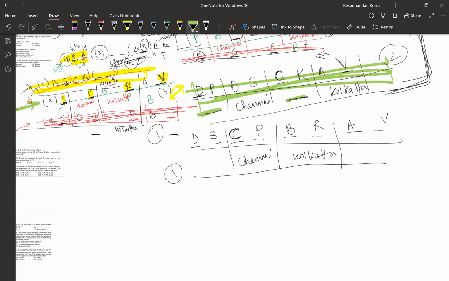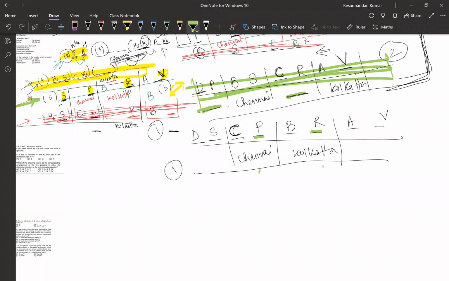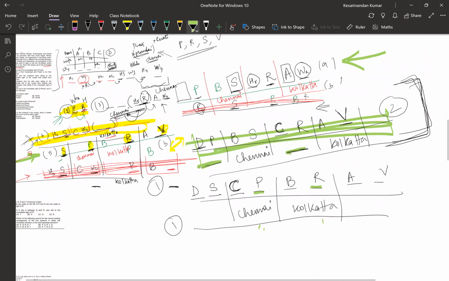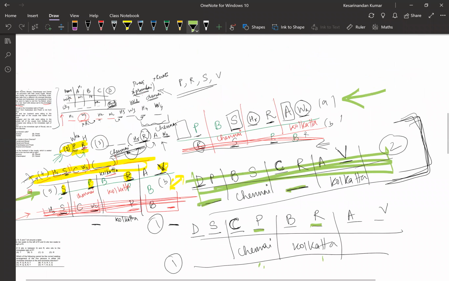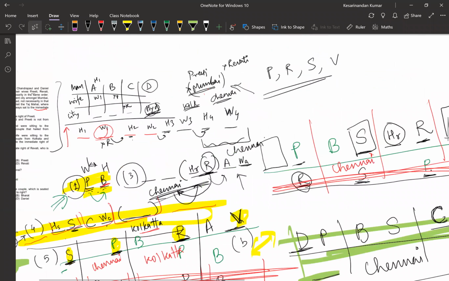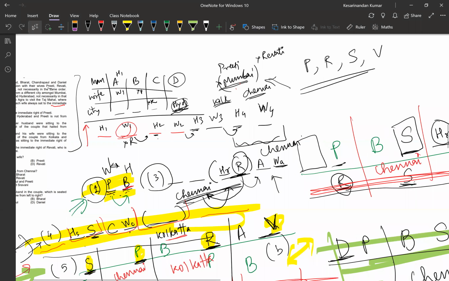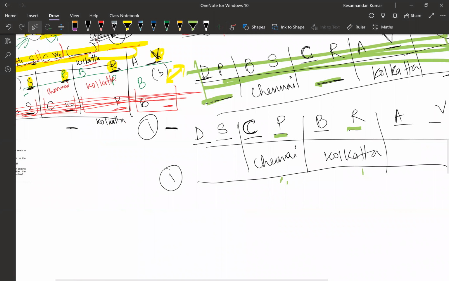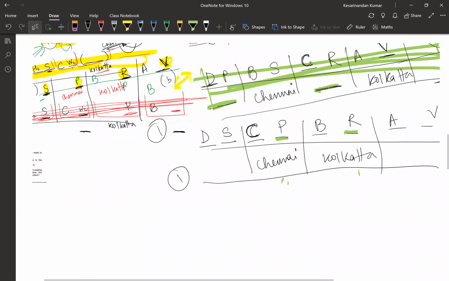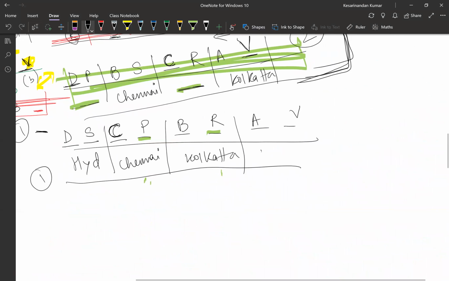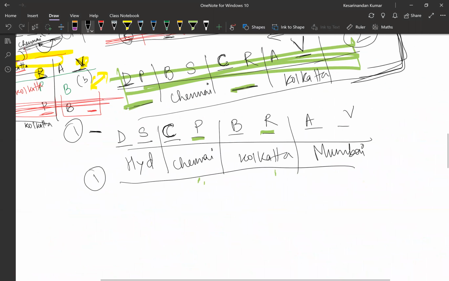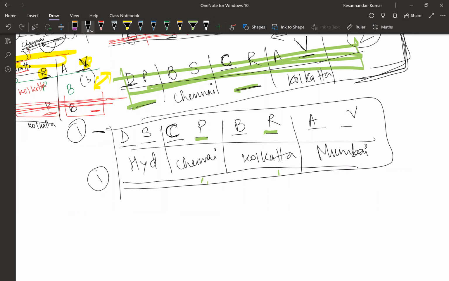Now, Preeti is not from Mumbai, Revati is not from Mumbai. That criteria has been satisfied. Also, there was one more. Which criteria was it? Daniel is from Hyderabad. So we have Hyderabad here. And there is only one left, Mumbai. So finally, after all this confusion, illusion, and mind games, this is what we get. Now let's answer.